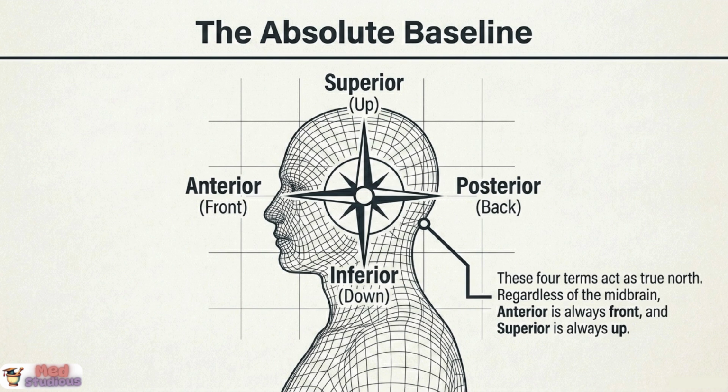Let's define these two terms clearly. Rostral comes from the Latin word rostrum, which means beak or nose. In anatomy, rostral means toward the head, or more specifically, toward the front or nose end of the body. Think of it as pointing upward and forward, in the direction of the face.